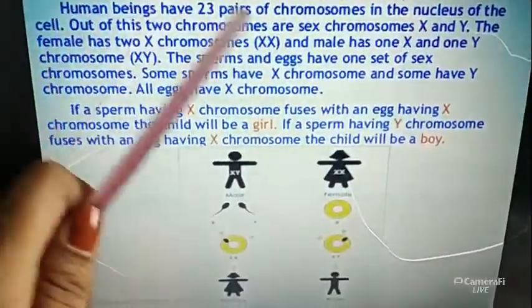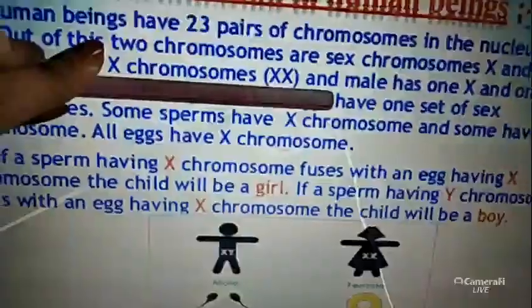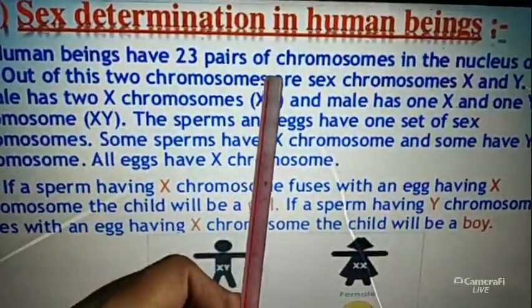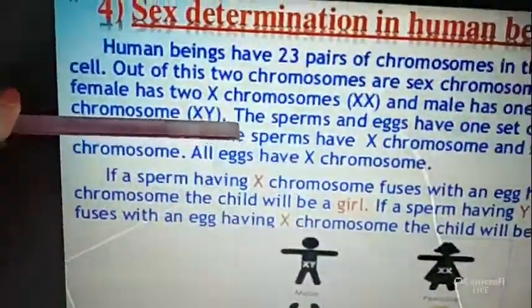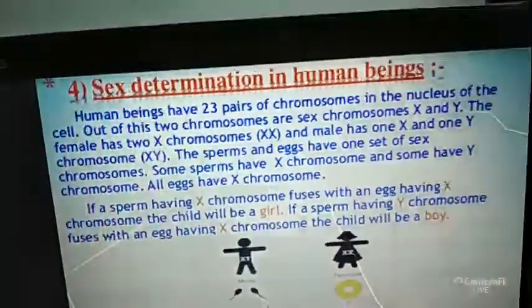What is the meaning of one set? This XX is the two set. One set means either this X or this X. This XY is the two set. One set means either X or Y. This is called the set.